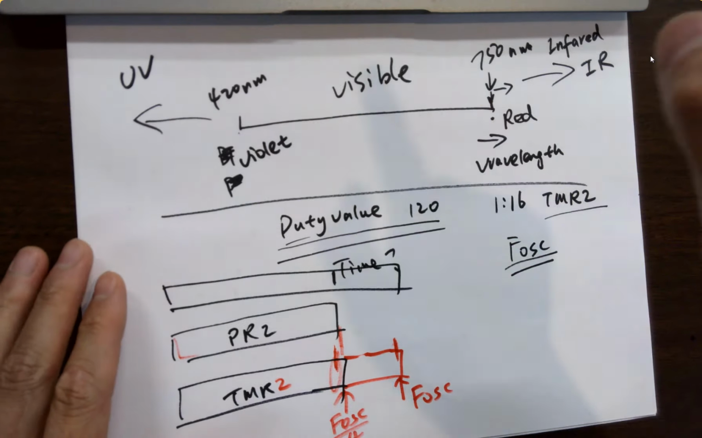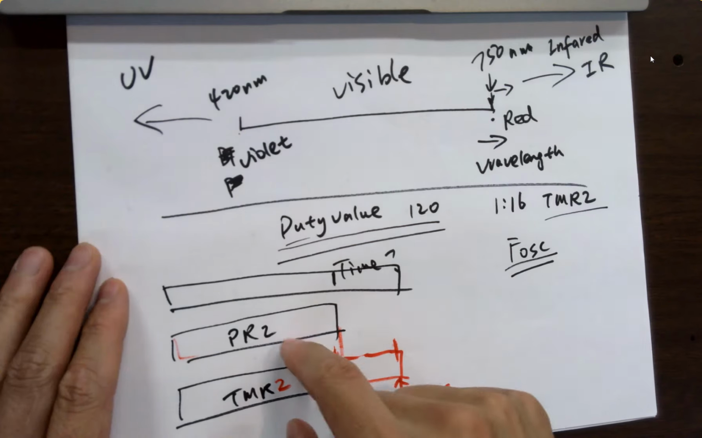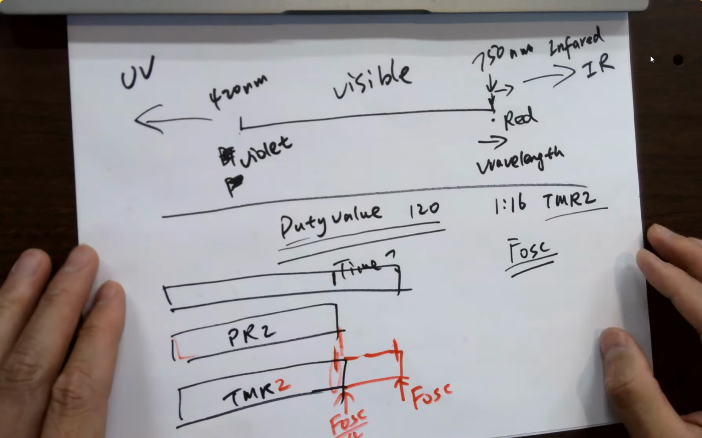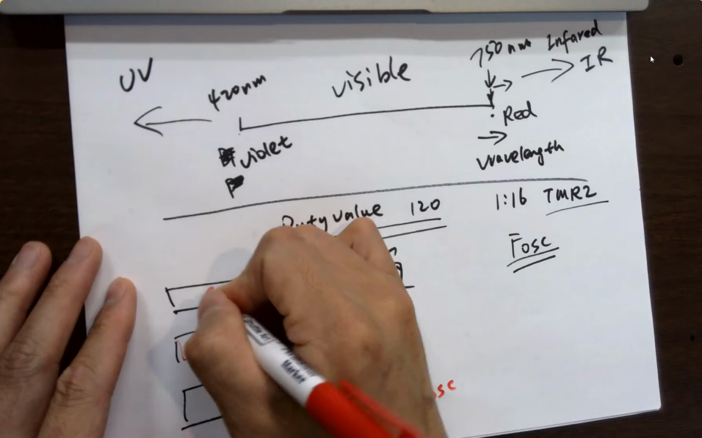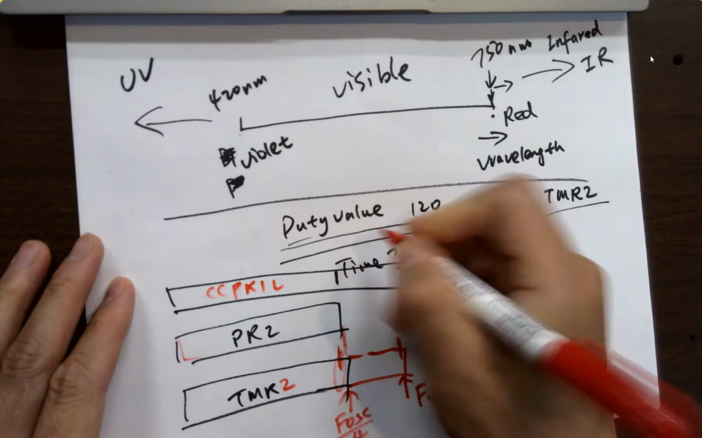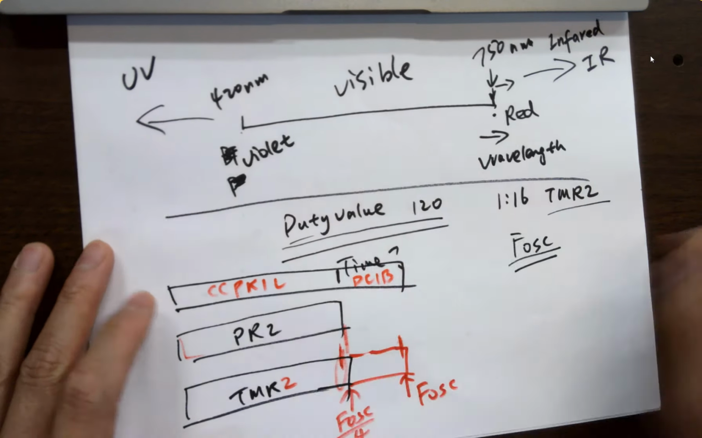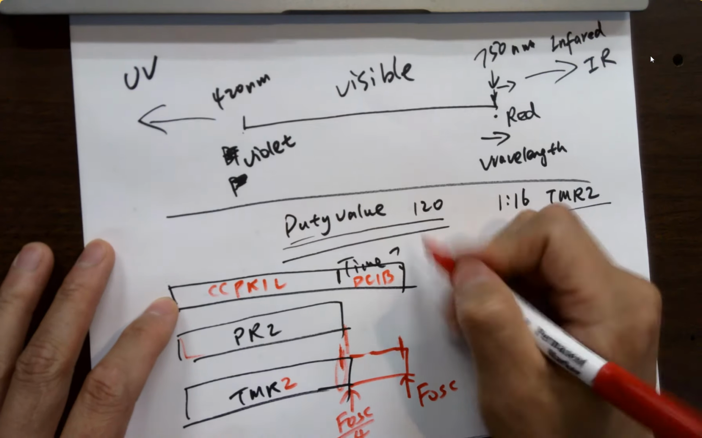I'm going to show another piece of evidence, and this is the way you want to go. This is correct. What's the topmost one? This is CCPR1L, and this is DC1B. That's the 10 bits for the duty value. That's the duty value, 10 bits.